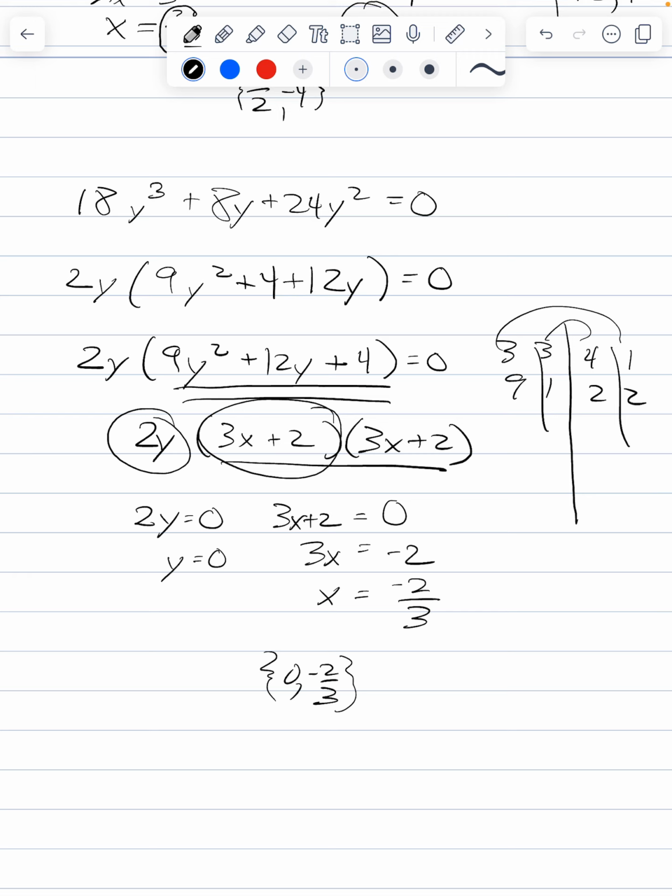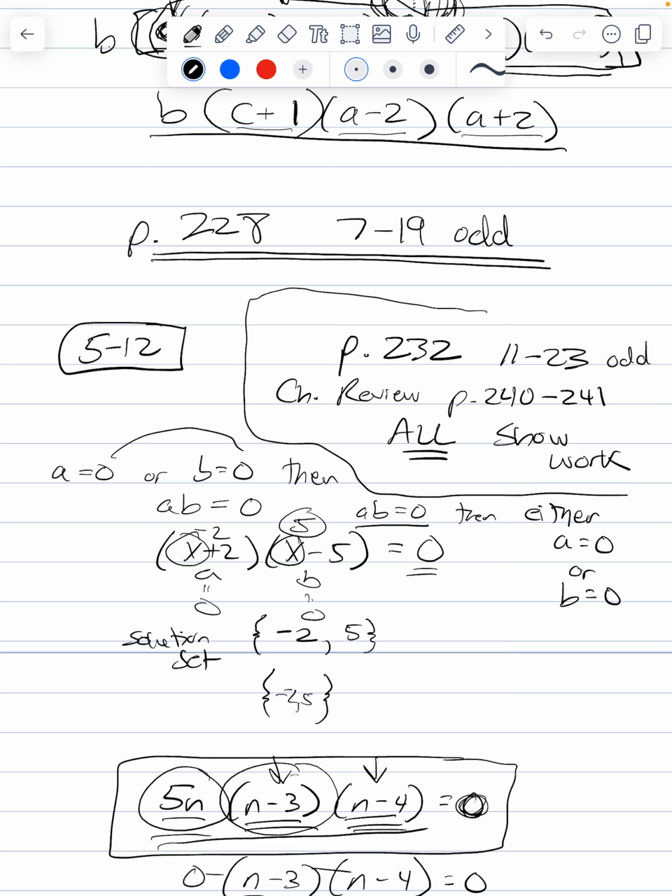Very good. Well, I've already shown you your homework. I'm going to go back up to it in case you didn't write it down. Here it is. 232, 11 to 23 odd, and the chapter review. All of the problems. Show your work. The odd numbers are, of course, in the back for the chapter review, just as they are for the homework.